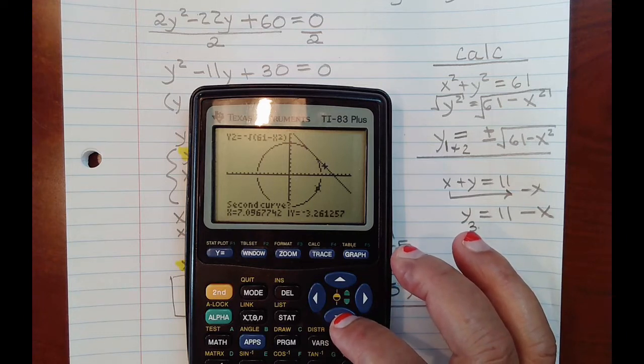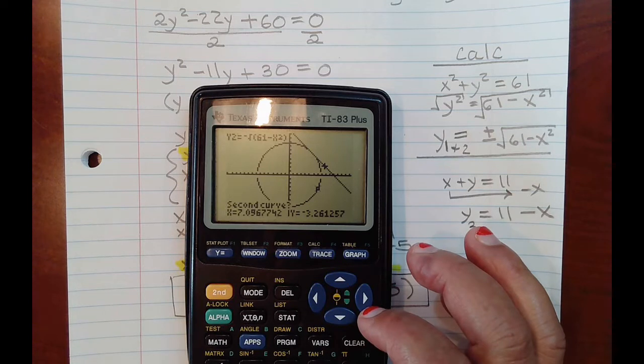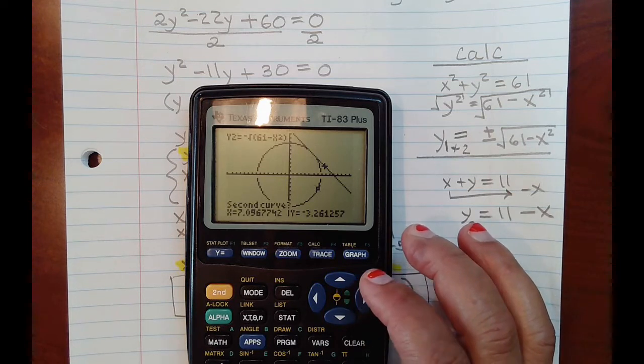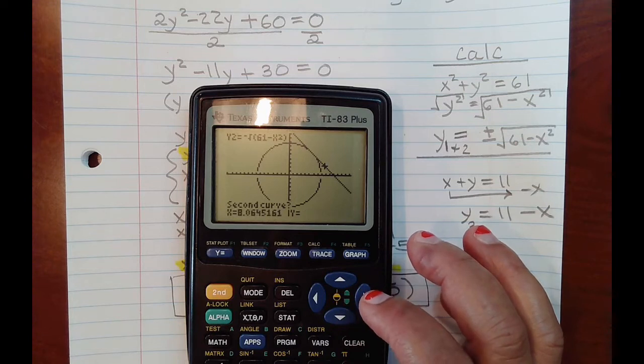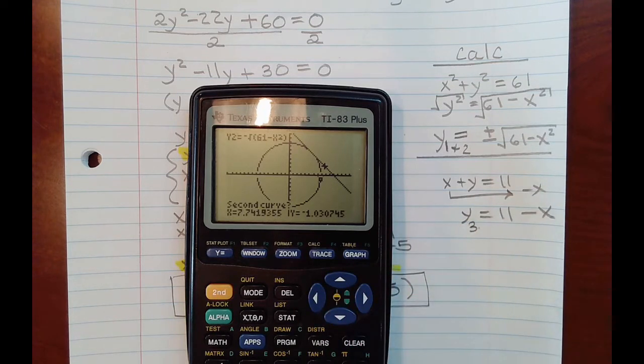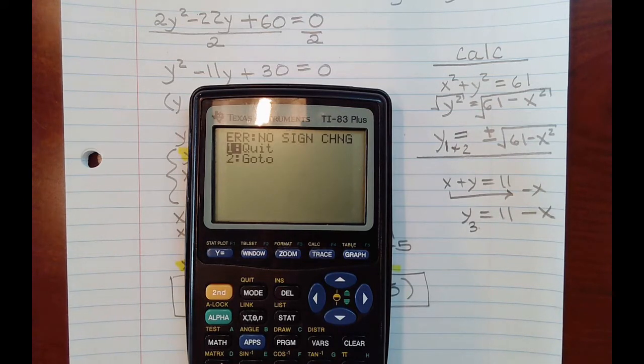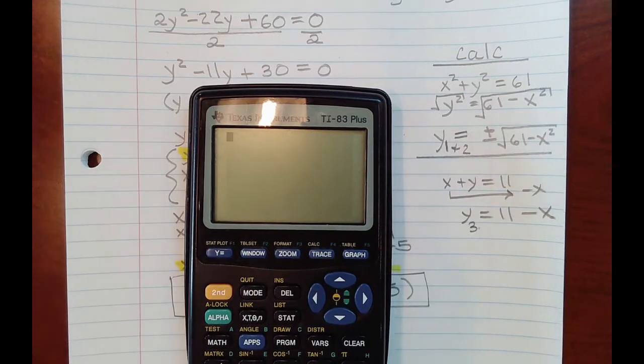There, it's definitely on the circle right now. So let's see if I can get closer. I'm going to leave it right there. I press enter. It'll say guess. No sign change. Well, okay, so I'm going to leave it like that. This is the other answer.